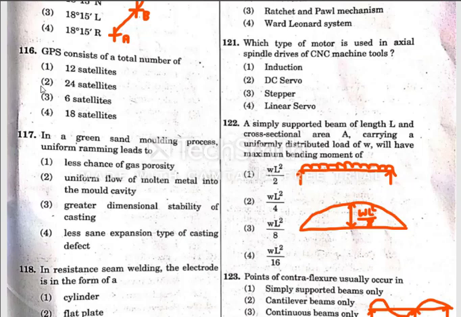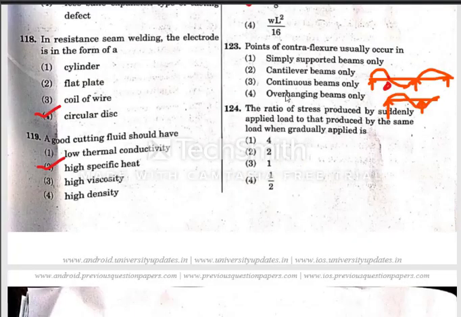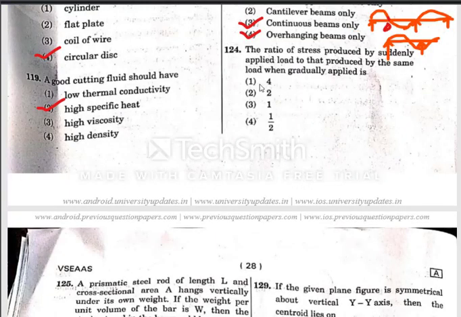So in this question, what we are asked is where the point of contraflexure usually occurs. Among these four options, point of contraflexure usually occurs in continuous beams and also overhanging beams. So option 3, continuous beams, is a correct answer. Option 4, overhanging beams, is also a correct answer. So option 3 and option 4, both options, are correct for this question.